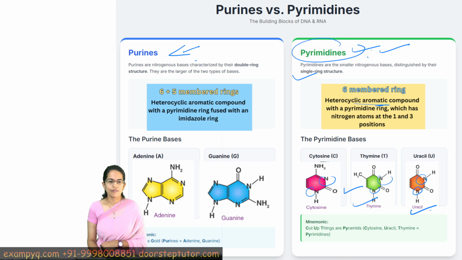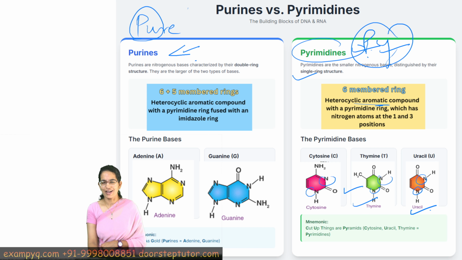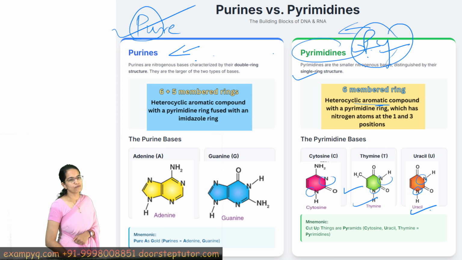So it's important whenever you are picking the mnemonics, you choose pure here, that is Pu, and pyramids there, that is PY. Otherwise you would confuse yourself between purine and pyrimidine. So this was about one such concept of purine and pyrimidine.